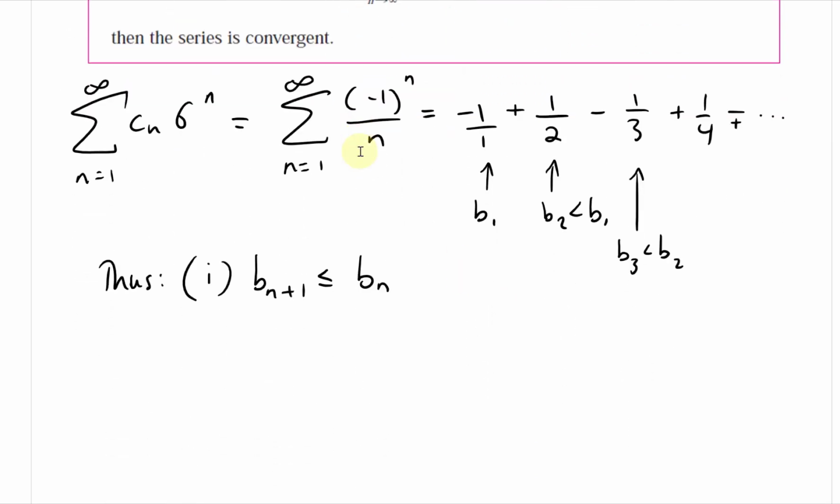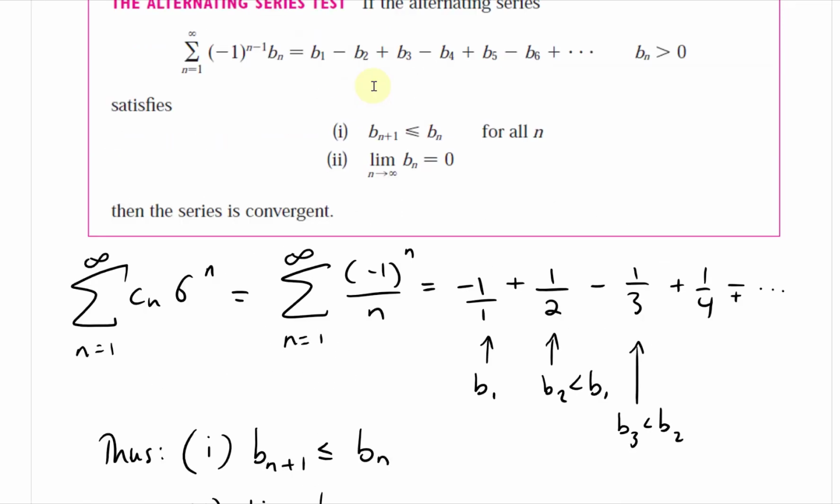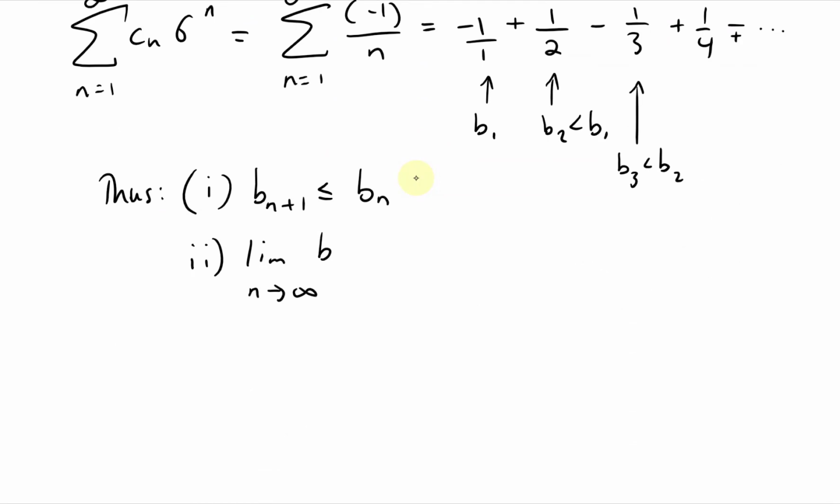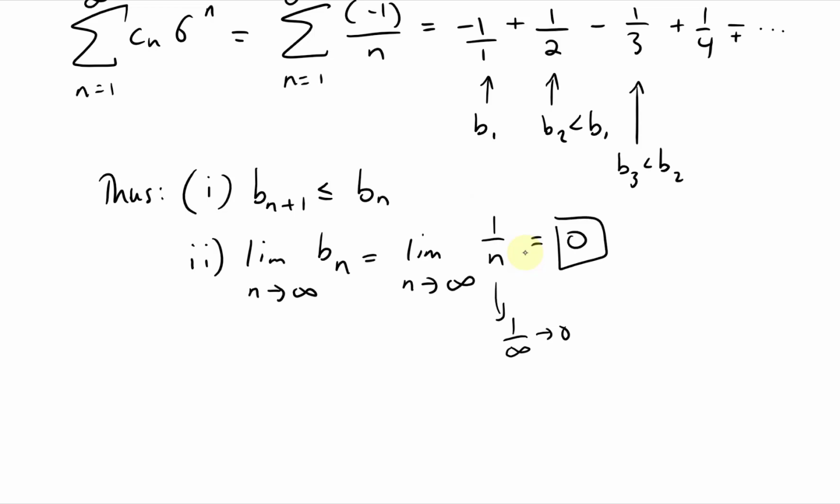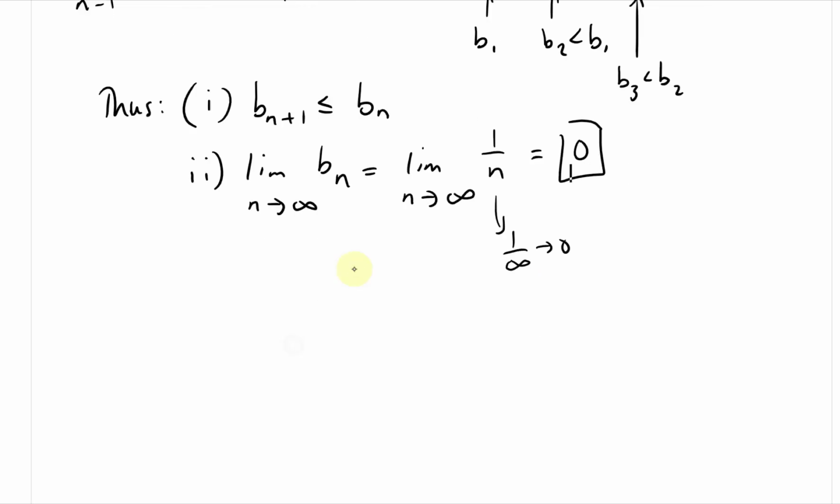And then the next one is the limit as n approaches infinity of B_n. This equals the limit as n approaches infinity of 1 over n, which goes to 1 over infinity, approaching 0. So this equals 0, and then this is convergent. I'll just say this is convergent by the alternating series test.